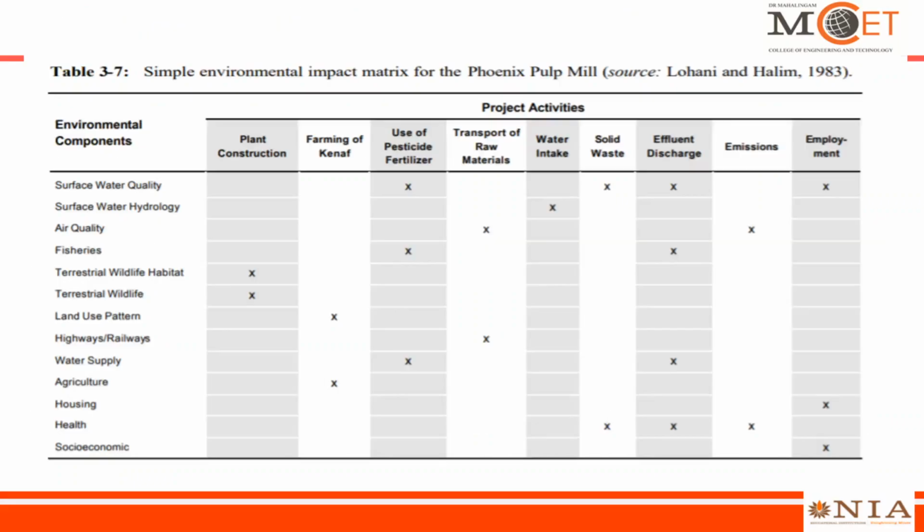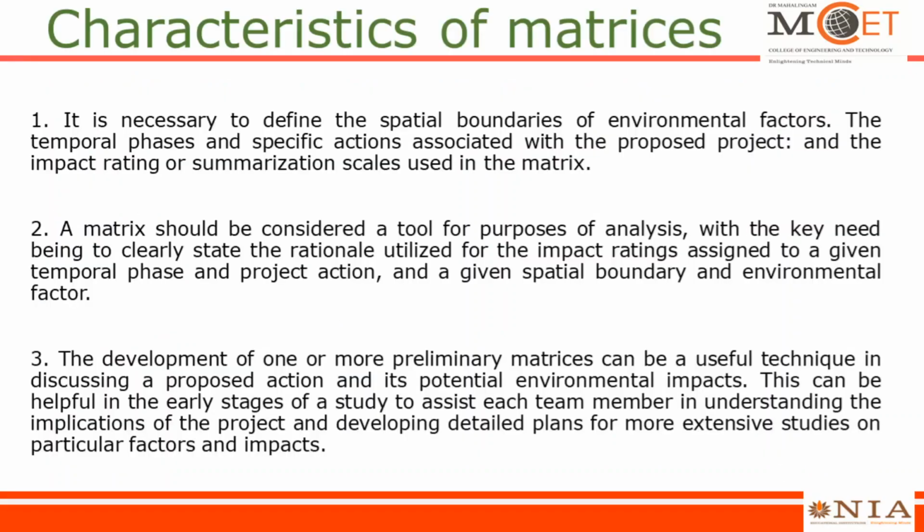So we closed here, right? In the last session, I explained this diagram, which is representing a simple matrix method of application for a particular project. So some of the other characteristics of matrices: it is necessary to define the spatial boundaries of environmental factors, the temporal phases and specific actions associated with the project, and the impact rating or summarization scales used in the matrix.